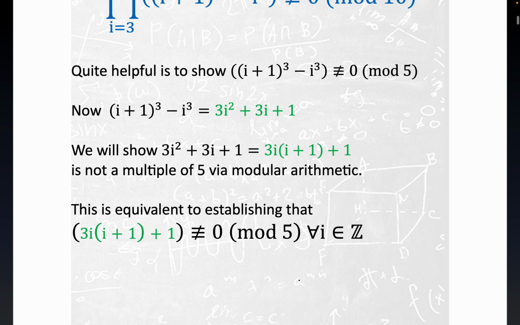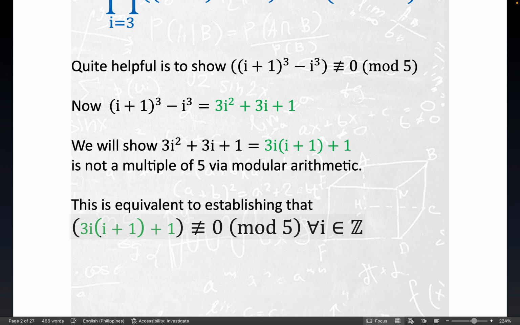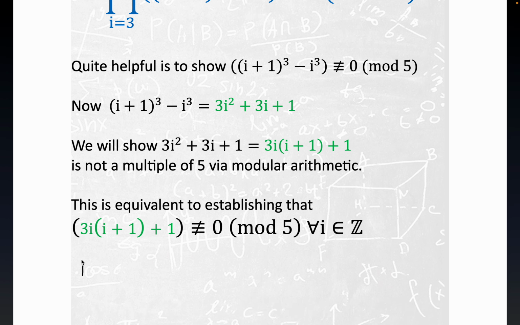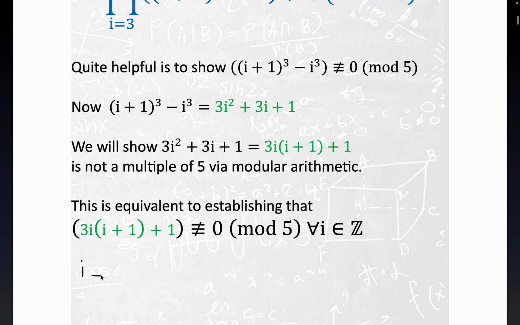All you really have to do is check for i equals 0 and so on. Let me just write them down, for all the possible remainders when you divide an integer by 5. If i is equal to 0, I'll just substitute directly in here. What do you end up with? We get congruent to 1. If i is equal to 0, this whole part vanishes, and so we just have congruent to 1.